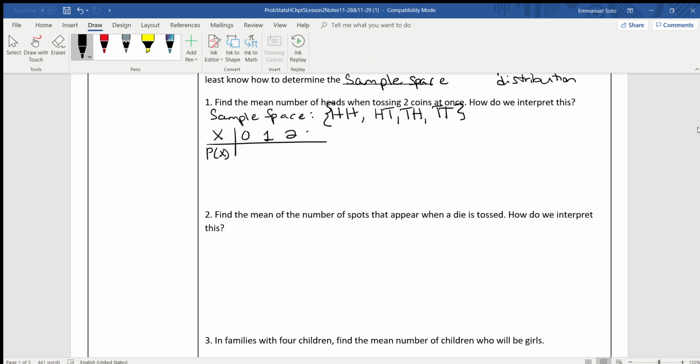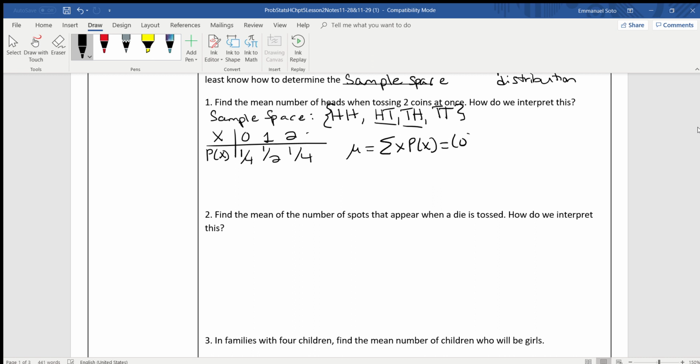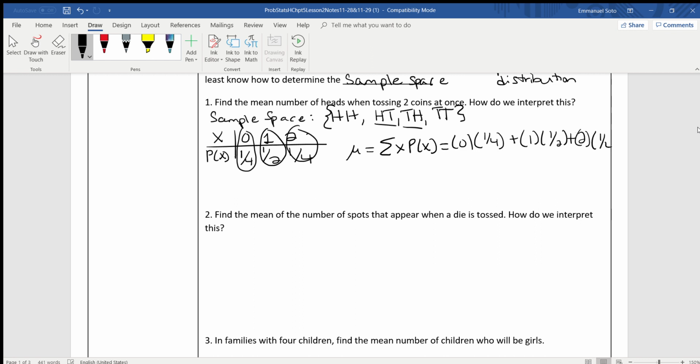So the probability of getting no heads at all is basically getting all tails. So that's 1 out of 4. For getting 1 head, well, that's 2 choices. So that's 2 out of 4, which is 1/2. And then the last one's 1/4. All right, so that's a probability distribution. So we need to go ahead and calculate our mean. So we need to take our random variable, so we have 0. So basically we multiply these together, x times p of x. So we have 0 times 1/4, we have 1 times 1/2, and we have 2 times 1/4.